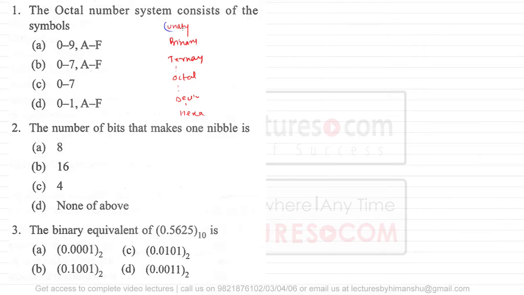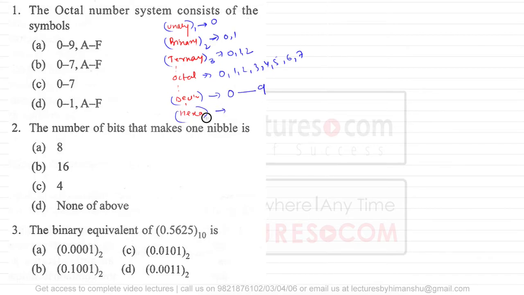Now in the case of the unary number system, the base is 1, which means we are going to have only one symbol. In the binary number system, we have two symbols, 0 and 1. In the ternary number system, we have three symbols, 0, 1 and 2. In the octal number system, we have 8 symbols: 0, 1, 2, 3, 4, 5, 6, 7. In the decimal number system, we have a total of 10 symbols, which are 0 to 9. And in the hexadecimal number system, we have a total of 16 symbols, which are 0 to 9, and then A, B, C, D, E, and F. Now they're asking about the octal number system. As you can see, in the octal number system, we have numbers between 0 to 7. So the correct answer to this problem is option C.